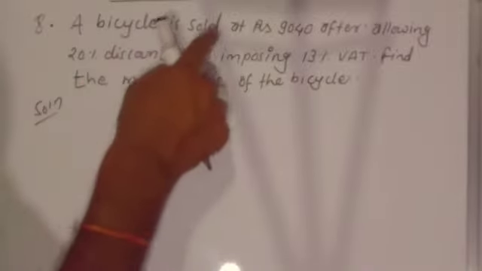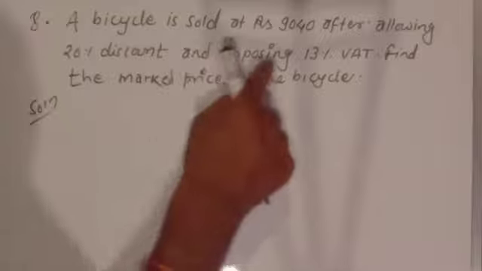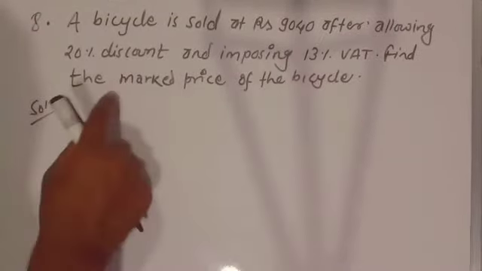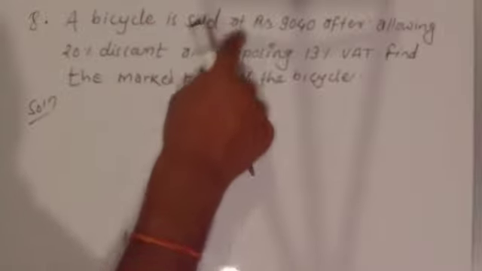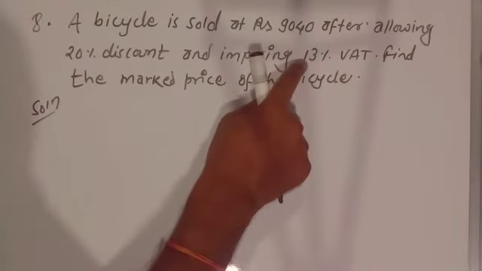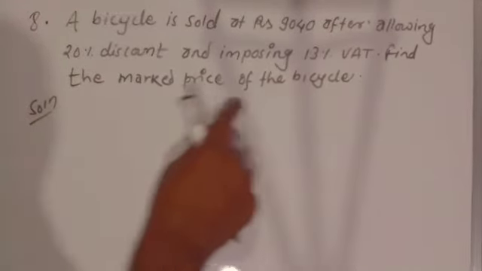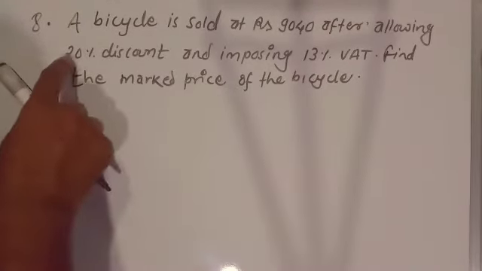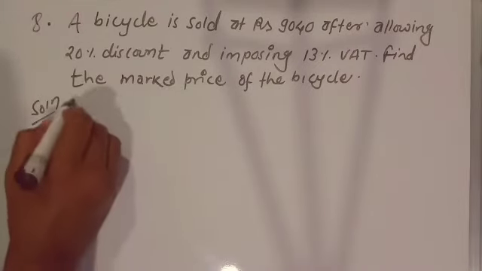A bicycle is sold at Rs 9040 after allowing 20% discount and imposing 13% VAT. Find the marked price of the bicycle. In this question, a bicycle is sold at Rs 9040 after allowing 20% discount and imposing 13% VAT, which means this is the price including VAT, and we have to find the value of the marked price. Discount percent is given, MP is not given, so let MP be X.